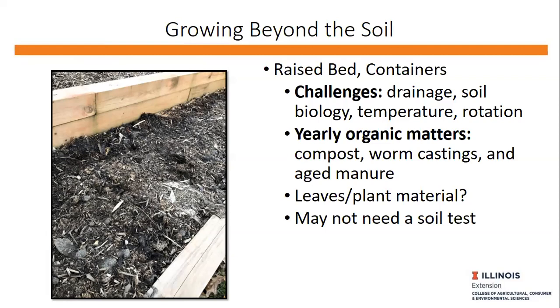In most cases, you're thinking then about a yearly organic matter. This could be compost, it could be worm castings, this could be aged manure to add to that raised bed or container. If you had been growing in raised beds and containers for years, your strategy every year then would be adding organic matter and wanting to add more to it to address it. Leaves and other plant material could also be a great addition to a raised bed or container. The caution here is that they may not break down as fast as they would if you were growing in the soil. With that, you may want to kind of steer more towards a compost, a worm casting, or an aged manure product to do.